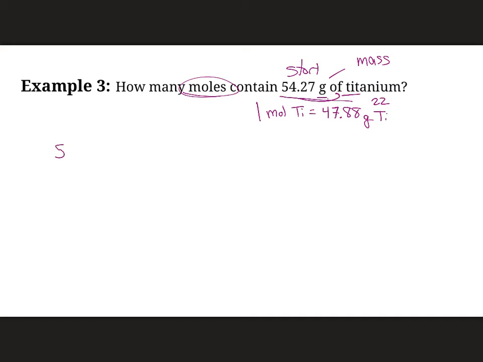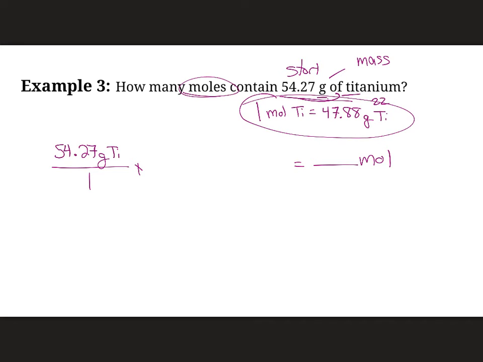So I set up my dimensional analysis, 54.27 grams of titanium. And I'm going to end in moles. Again, I can use that. I can put 1 mole on the top, I can put 1 mole on the bottom. The way I decide that is always the unit I'm starting with. Since I'm starting with grams, grams has to go on the bottom. So I've got 47.88 grams of titanium on the bottom, 1 mole of titanium on the top.